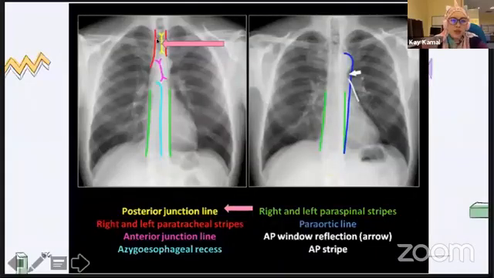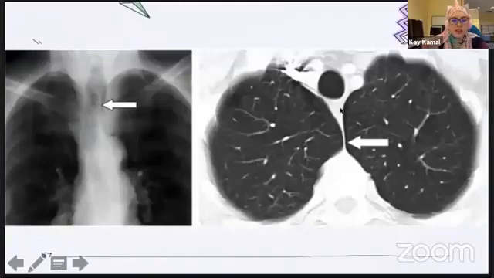So we'll be talking about this posterior junctional line. This posterior junctional line, just like the anterior junctional line, is actually a reflection of the four pleura when they meet together in the midline posteriorly. So this is what we see in the CT scan, and this is how it is interpreted in our chest X-ray.